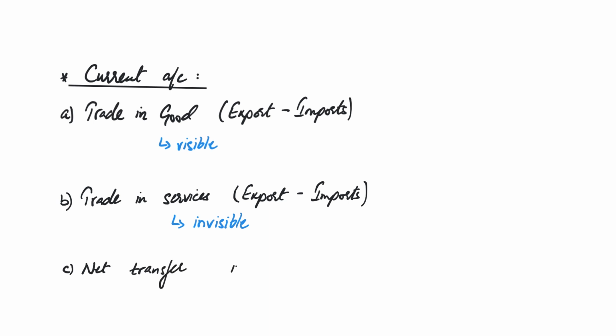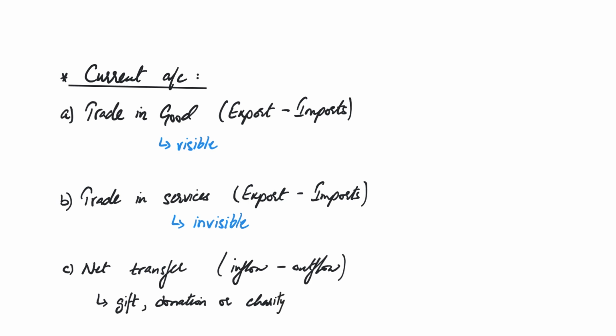नेट ट्रांसफ़र्स के अंदर जितना भी पैसा इनफ्लो हो रहा है और जितना भी आउटफ्लो हो रहा है, यू नेट इट. अब ये जो नेट ट्रांसफ़र्स है, नेट ट्रांसफ़र्स आर बेसिकली द फ्री मनी कमिंग इनटू द कंट्री एंड गोइंग आउट एज अ रिजल्ट ऑफ से गिफ्ट, donation or charity, something like that. The country did not earn this. Okay, the country did not earn this. We got this money for free.